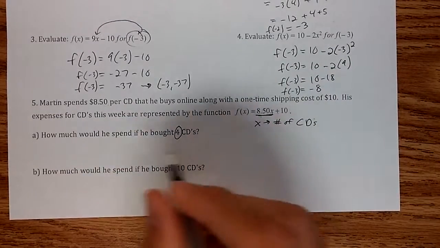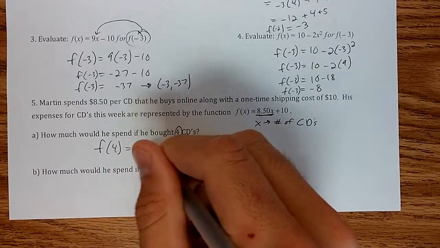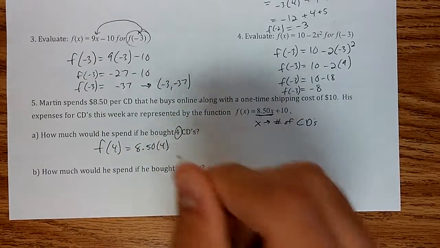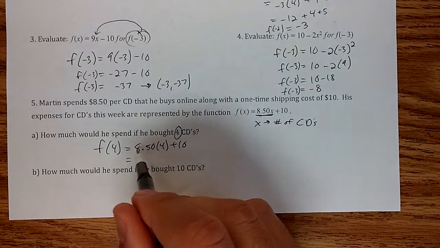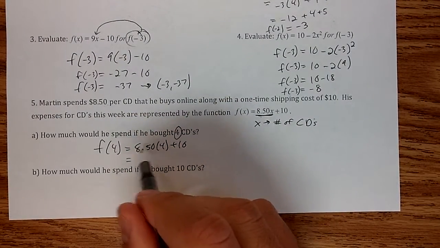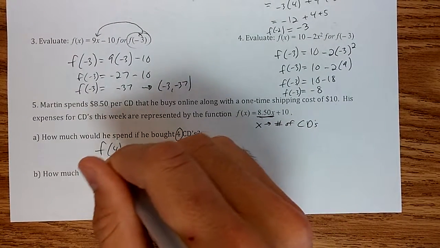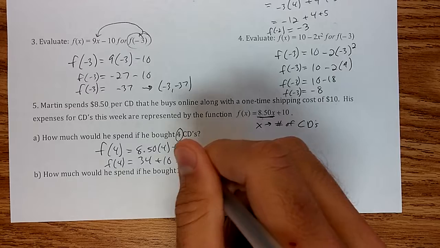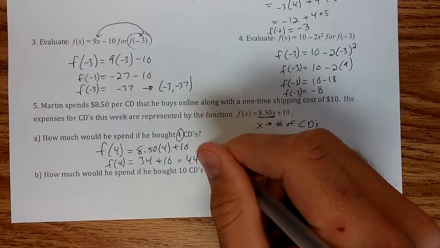So how much would he spend if he bought 4 CDs? Well, it'd be f of 4 is equal to 8.50 times 4 plus 10. Order of operations here, 4 times 8.50 is going to be 34, plus 10. And it's going to be equal to $44. So that's $44 he has spent.